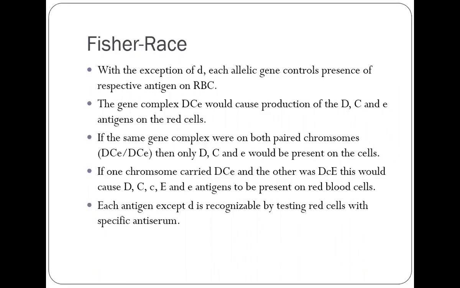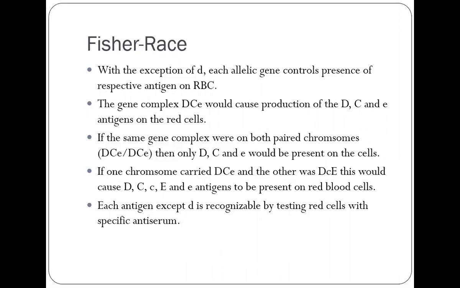So we're still talking about Fisher-Race here, and with the exception of the little d, each allelic gene controls the presence of the respective antigen on the red blood cell. So the gene complex big D, big C, little e would cause the production of the big D antigen, the big C antigen, and the little e antigen. If the same gene complex is on both paired chromosomes, so one haplotype from each parent were the same, then only the D and the big C and the little e would be present on the cells. You can't add them together or anything like that. If they're the same, then that's what's going to be on the offspring's red cells.